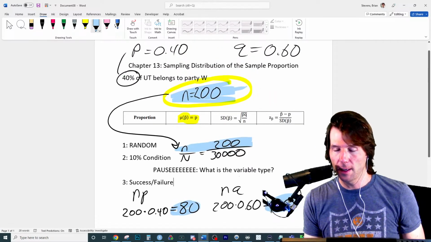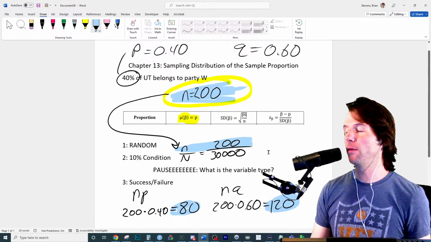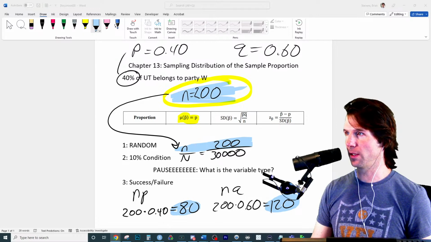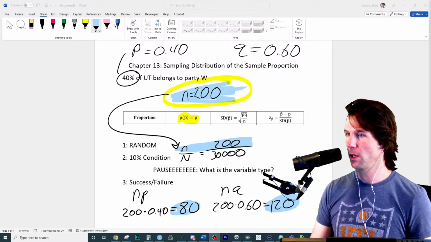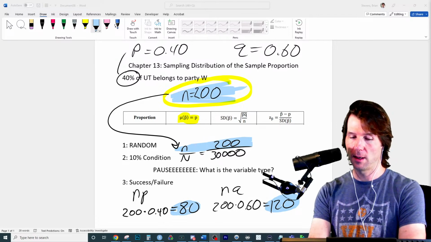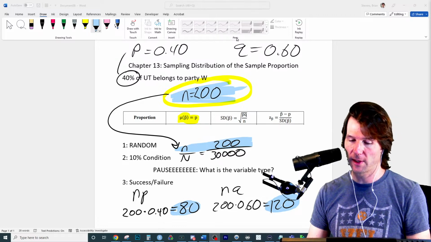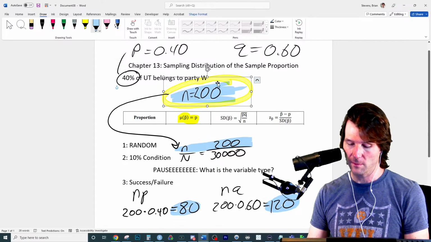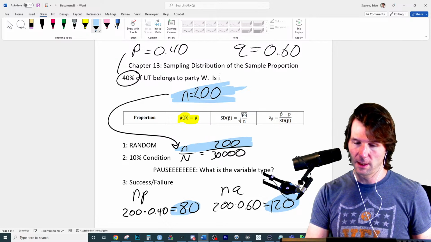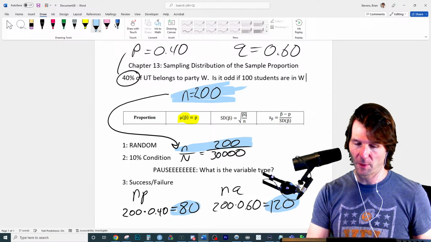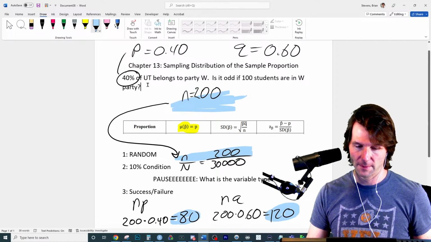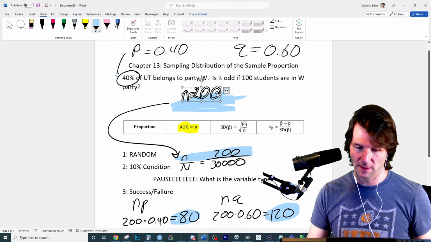You ready? Would it be odd to see 100 students in your sample in party W? Is it odd if 100 students are in W party? Is that odd? What are your thoughts on this?